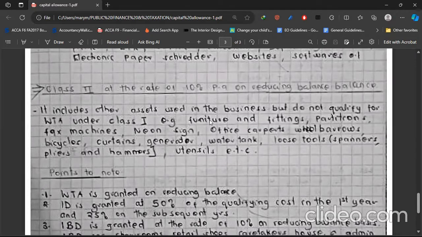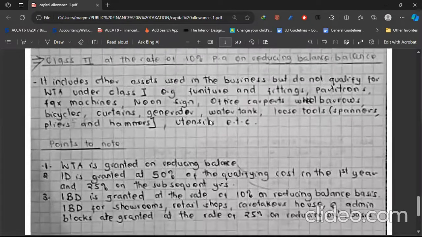Because you remember the one that is qualified for ID is the water pump, right? Here we are discussing the water tank. We have the loose tools, which include spanners, pliers, and hammers. We have things like utensils. But this thing is very easy. Any asset which does not qualify for class 1 will qualify for class 2. That is why we normally call it a dumping site for the capital allowances.